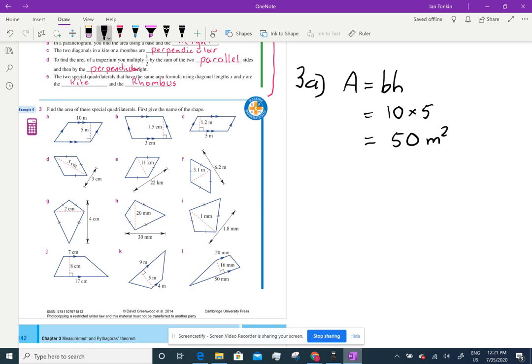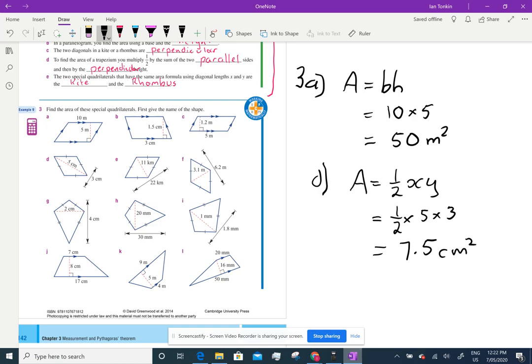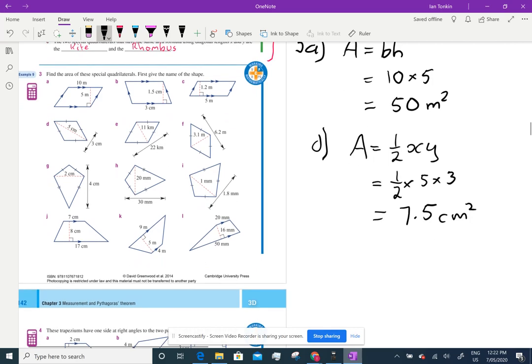The next one, D. Remember, I'm just doing the first column. You need to do the others. That's a rhombus. All right? How can you tell it's a rhombus? All the sides are equal. So the area equals a half x y. Remember that x and y are the diagonals, so it's a half times 5 times 3. It doesn't matter what order you do it in. And that's 7.5 centimetres squared. Now, G.